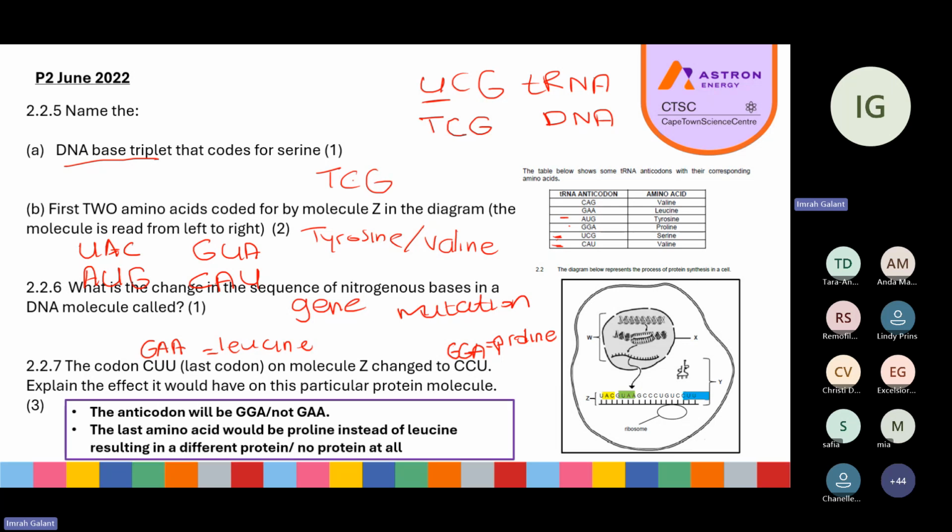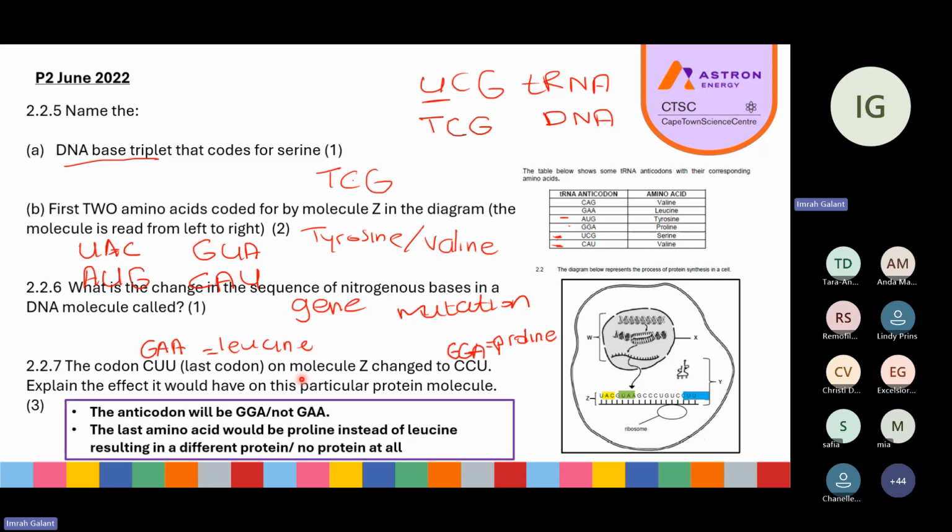So it says the codon will be GGA and not GAA. That means the last amino acid would be proline instead of leucine, as we have shown over here, resulting either in a different amino acid, a different protein forming, or no protein forming at all. Okay, so that is the topic of DNA that we have now covered, guys.